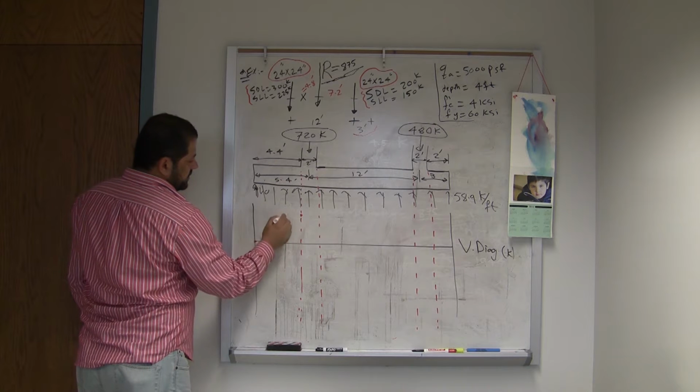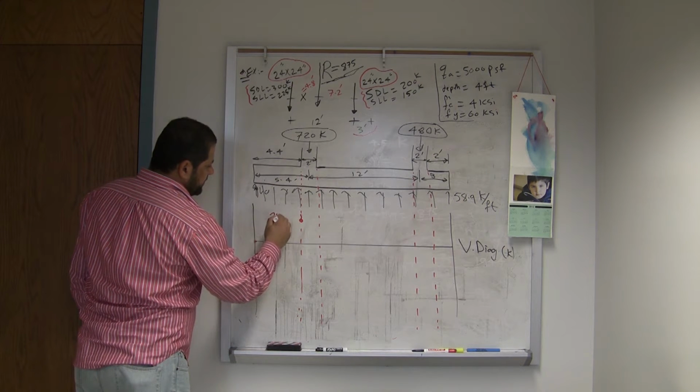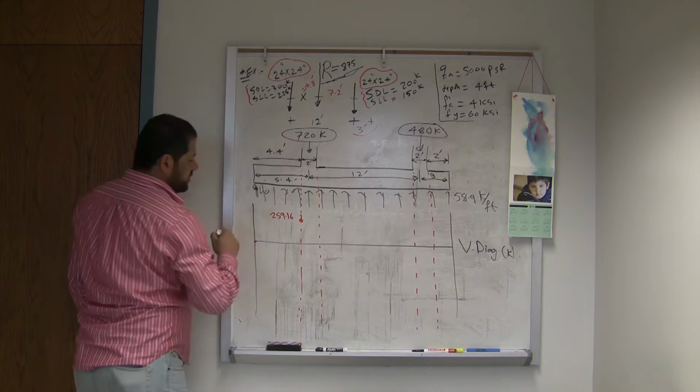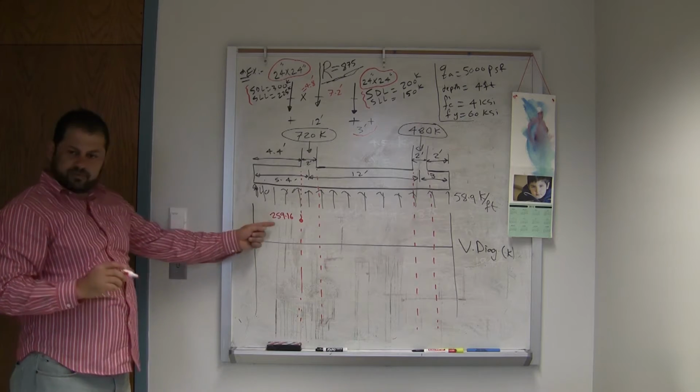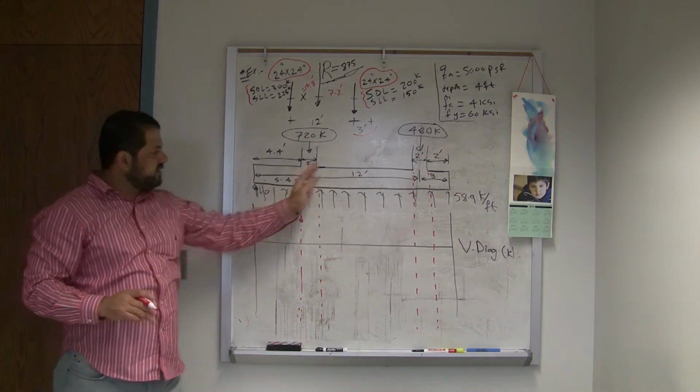259.16. So this one is 259. Yeah, just give it 215 or 260. We don't want to approximate a lot. We will approximate at the end, because there is a lot of calculation.